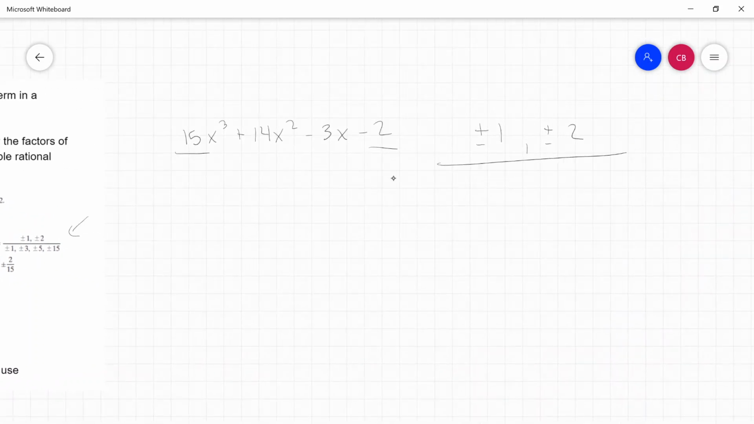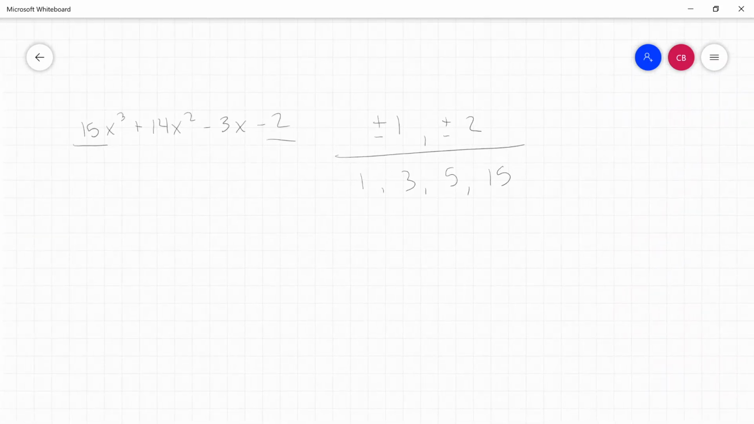Now, what are all the multiples of 15? We have plus and minus 1. Actually, I'm not going to write plus and minus on the bottom because it's unnecessary. If you do plus and minus on the top, you will get both the positive and negative values. If you have negative and negative, you get positive and things like that, so we can't actually do that. So we have 1, 3, 5, and 15. Those are your multiples for the bottom.